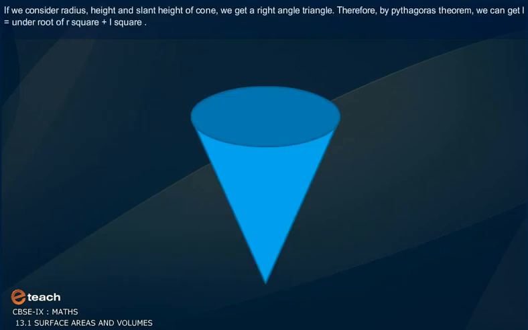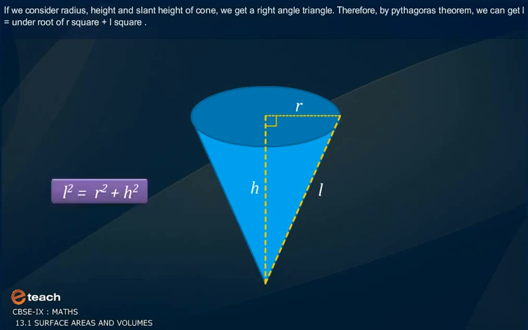If we consider the radius, height and slant height of a cone, we get a right angle triangle. Therefore, by Pythagoras theorem, we get L is equal to the square root of r square plus h square.